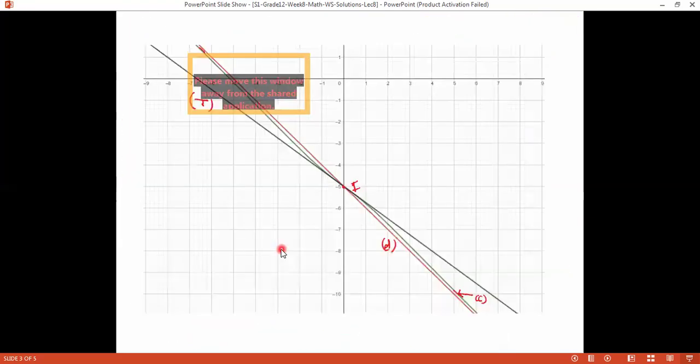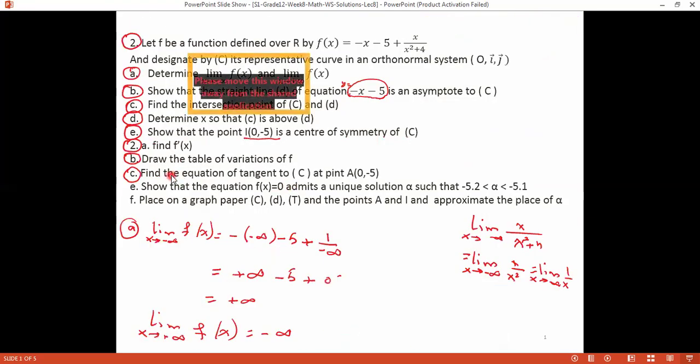Now the last part, which is the most important one: show that the equation f of x equals 0 admits a unique solution alpha such that alpha is between minus 5.2 and minus 5.1. Every time you see the words unique solution, it means that this function is, of course, continuous, and either strictly increasing or strictly decreasing. So according to our function, it's strictly decreasing.